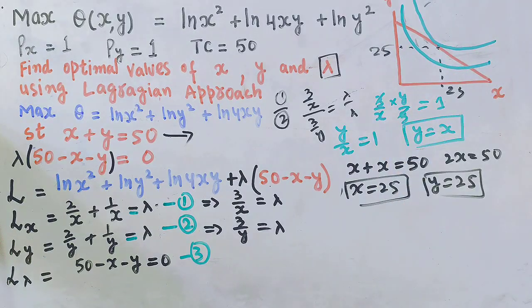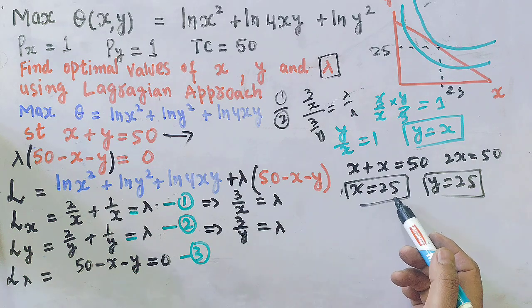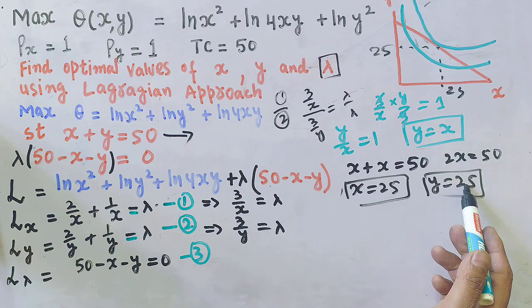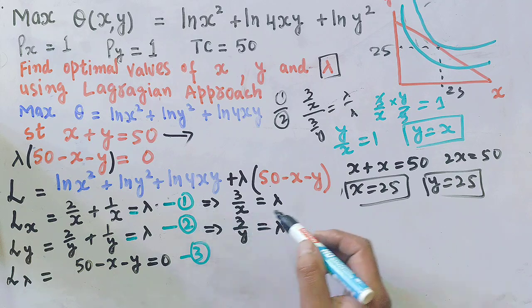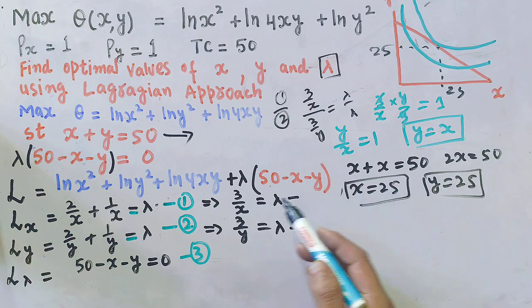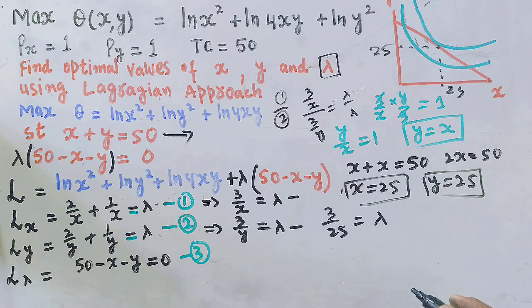Having said that, nevertheless, what is the value of lambda? Now plug the value x equal to 25 and y equal to 25 in either of the first two equations, either here or here. Let us plug the value x equal to 25 here, so we get 3 upon 25 is equal to lambda. So the value of lambda is equal to 3/25.